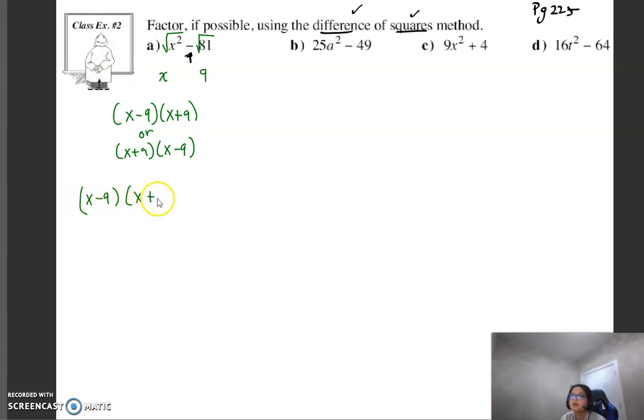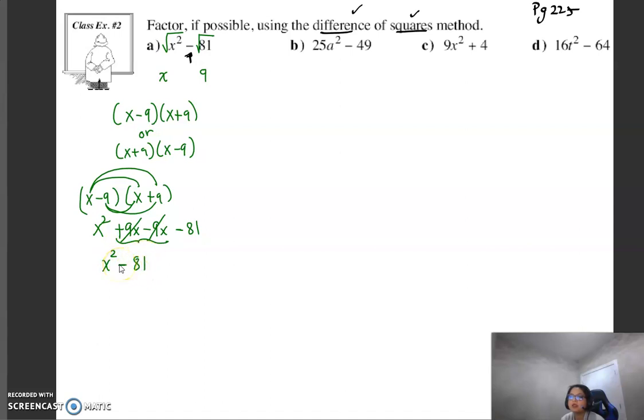Okay? If you were to FOIL these out, you'll notice x times x gives me x squared. X times a positive 9 gives me a positive 9x. Negative 9 and x gives me a negative 9x. And a negative 9 and a positive 9 give me a negative 81. Very important, so watch the signs. The fact that you had a positive and a negative in each factor gave you this unique combination, positive 9x and negative 9x, which then cancel out. And you're left with just x squared minus 81.